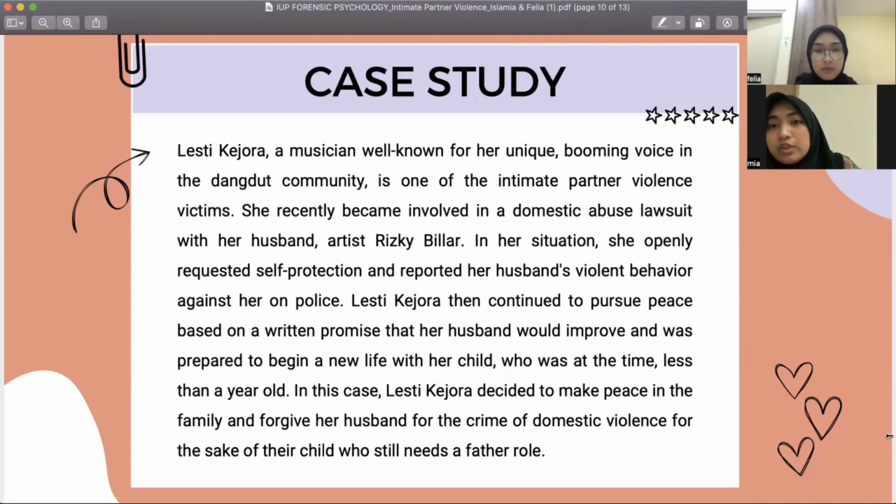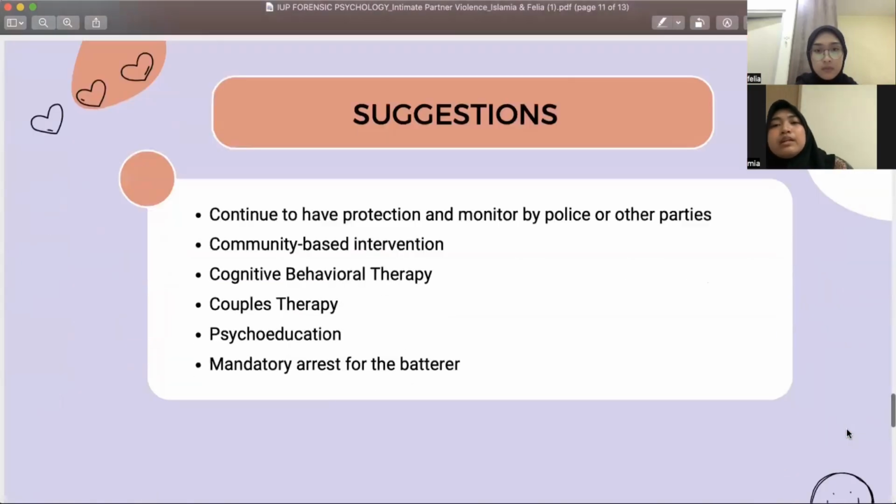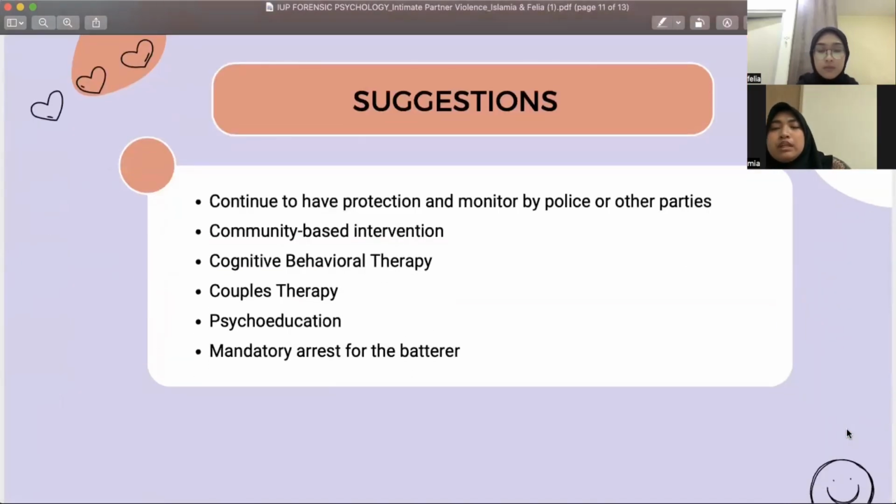In this case, Lesti Kejora decided to make peace in the family and forgive her husband for the crime of domestic violence, for the sake of their child who still needs a father role. For this case study, we suggest that the couple continue to have protection and be monitored by police or other parties. And we also suggest that they join a community-based intervention, cognitive behavioral therapy, couples therapy, psychoeducation, and a mandatory arrest for the batterer.